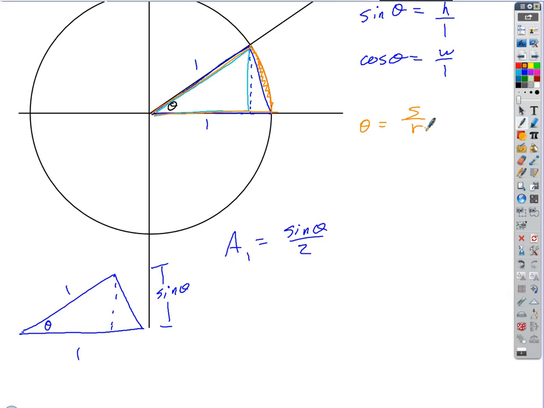If I solve for S, S equals R times theta. But what's R? 1. So in this case, S equals theta. Okay, we agree? But that's not what we're looking for yet. We're looking for the sector area.